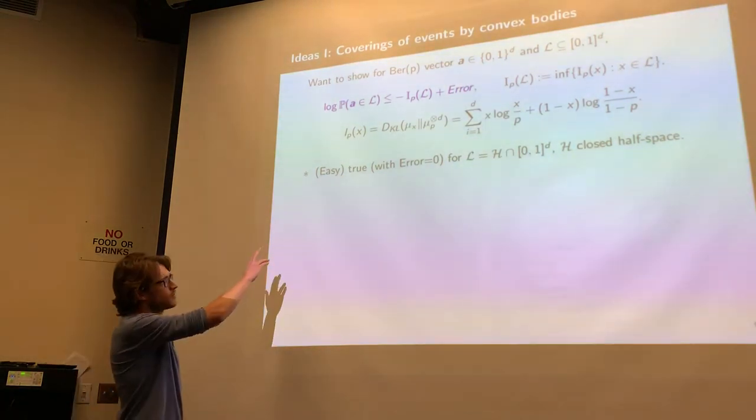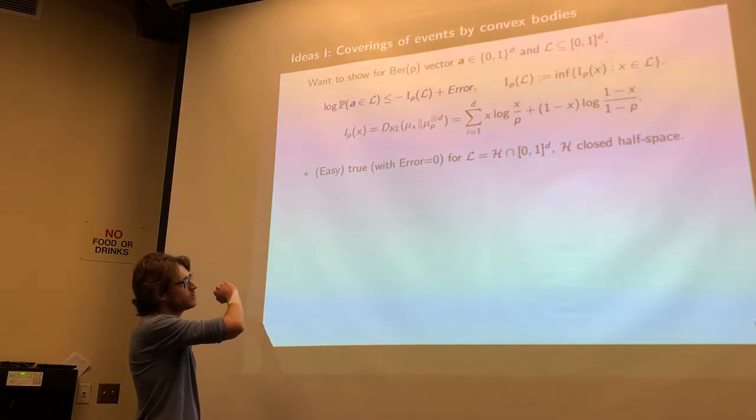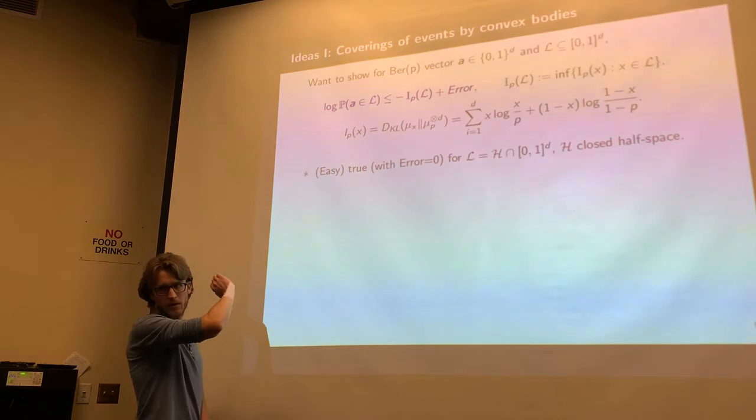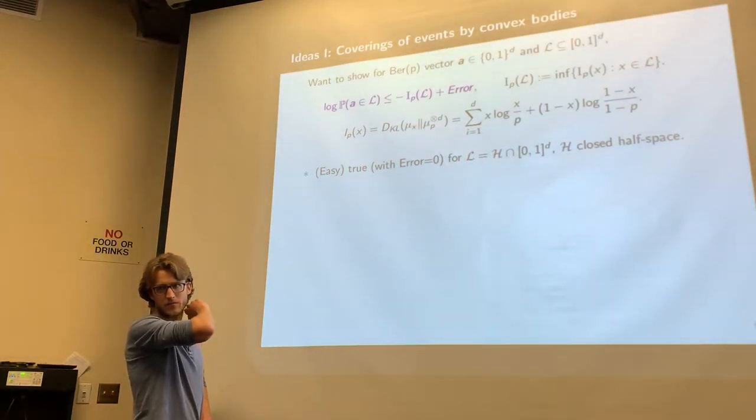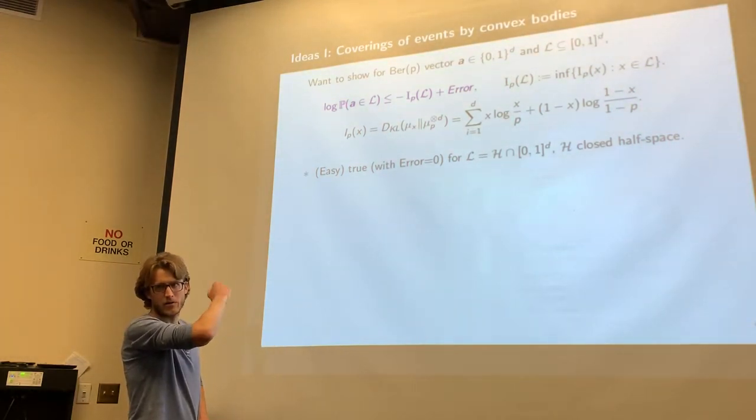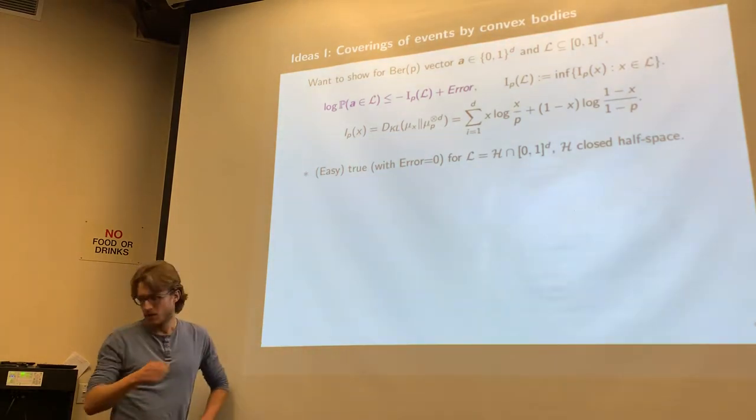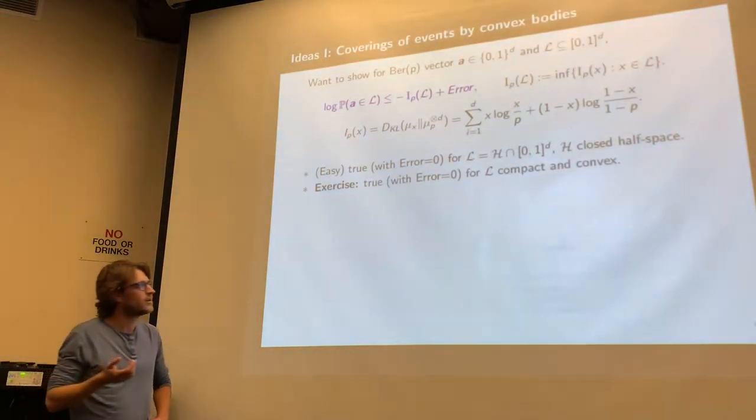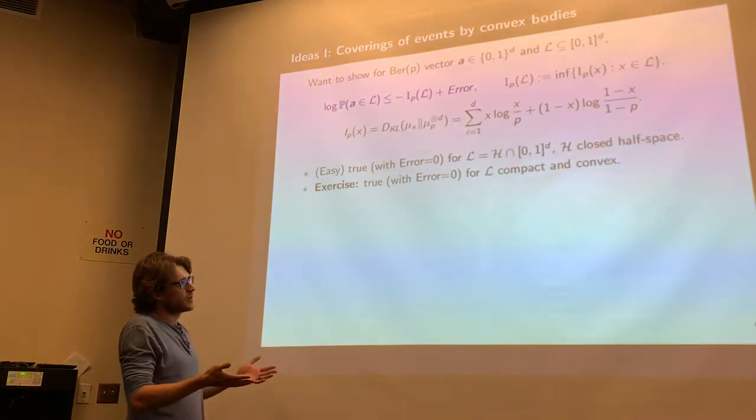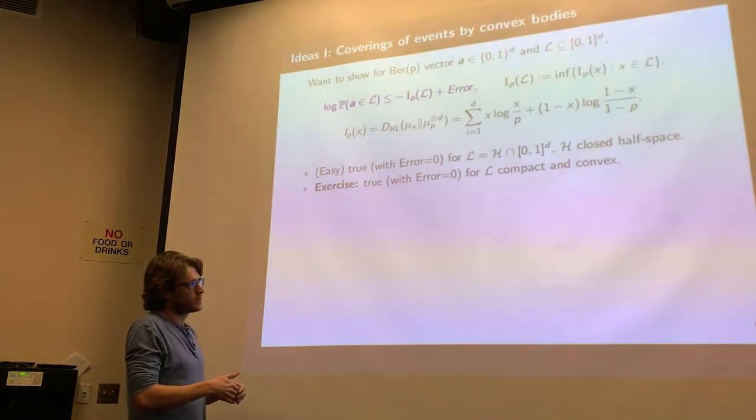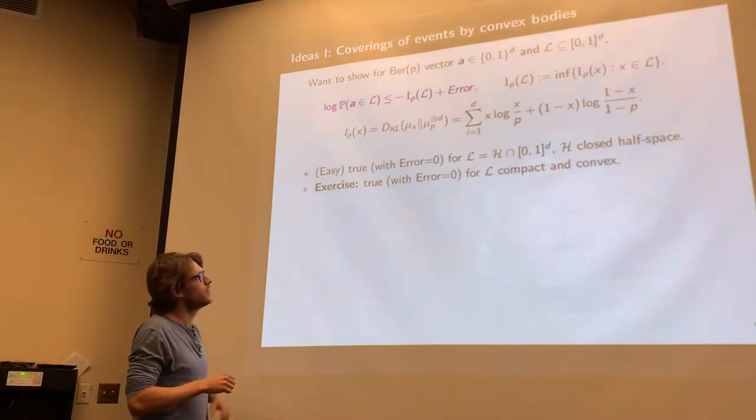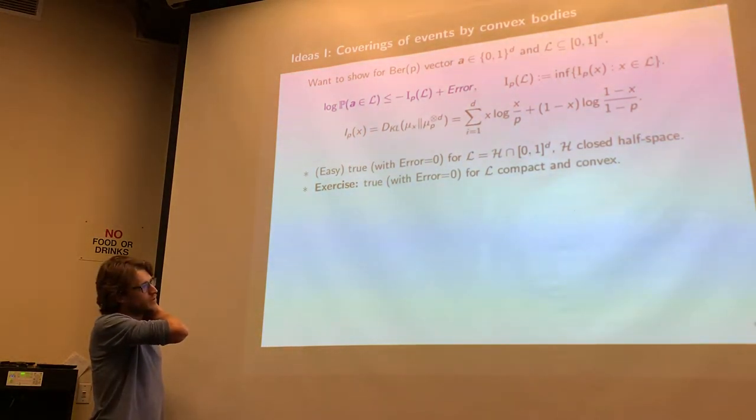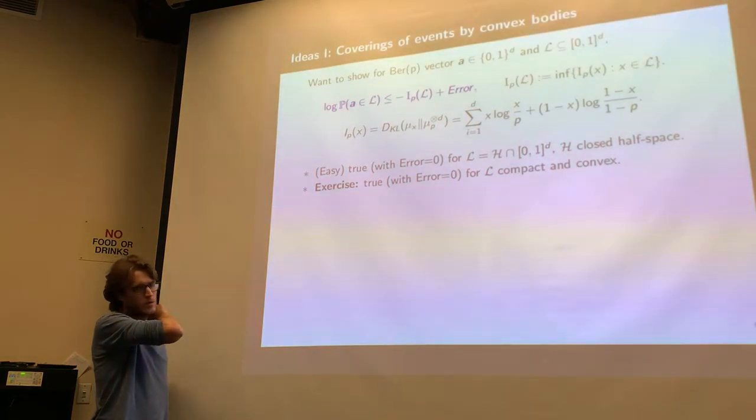Okay, so first you can observe that what we want to show is true with error zero for half spaces, just because that's the super level set for a linear functional, which is already well understood. With a bit of effort, you can show also that this extends to any compact and convex set. So sort of using the previous bullet point and the min-max theorem.